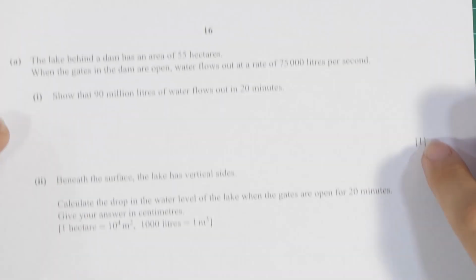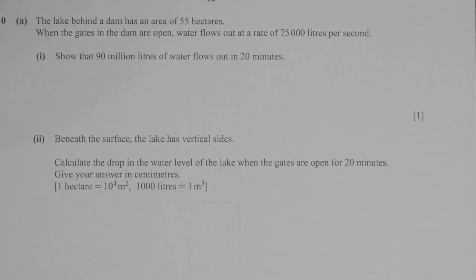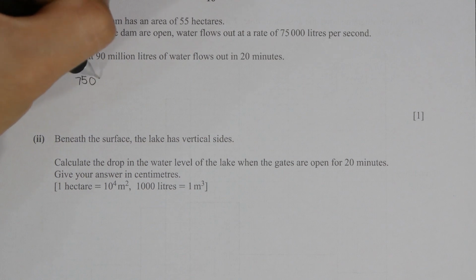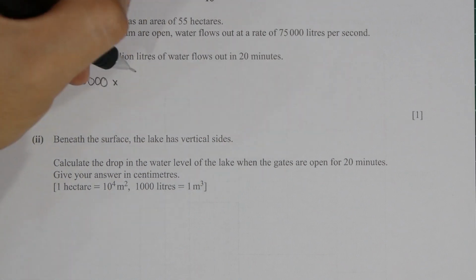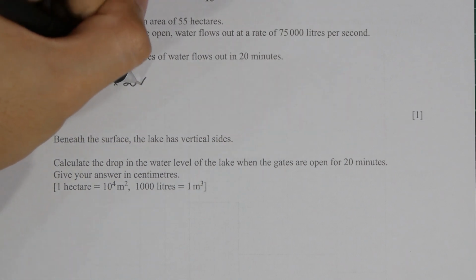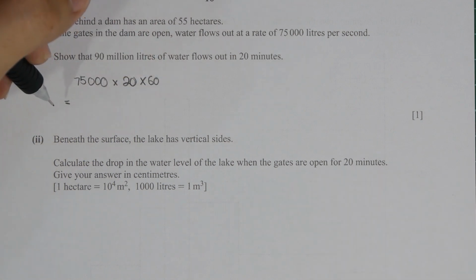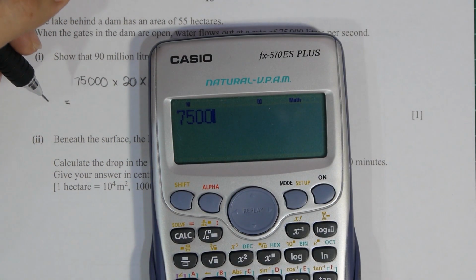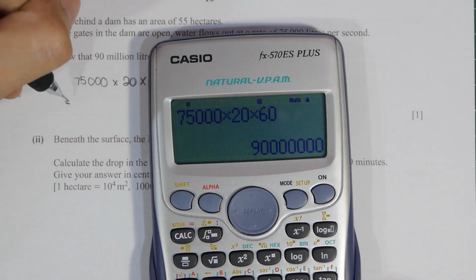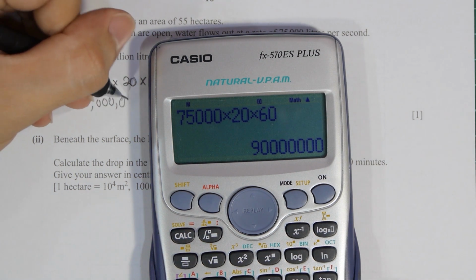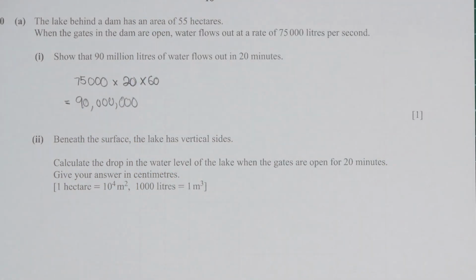For question 10 part A, the keyword here is 90 liters of water flowing out in 20 minutes. So simply take 75,000 times 20 times 60. So the result will bring you to 90 million liters of water.